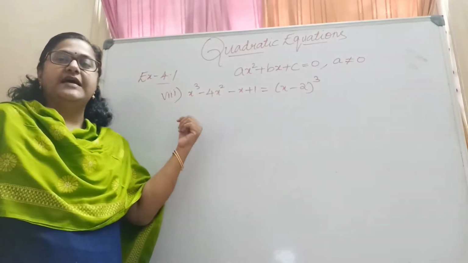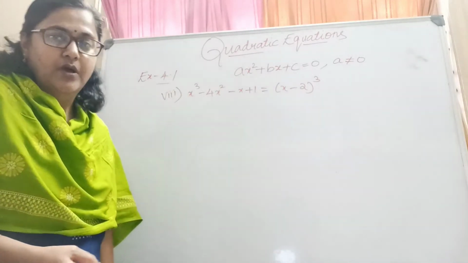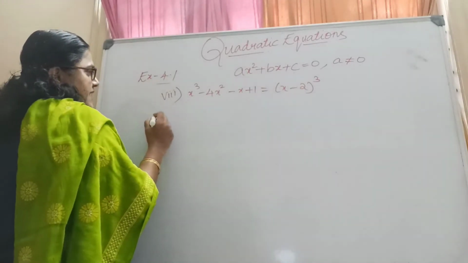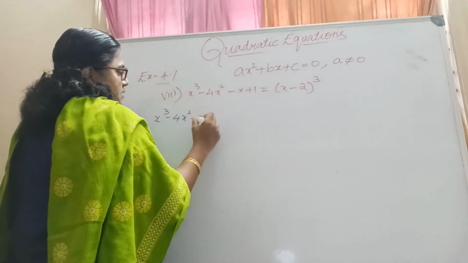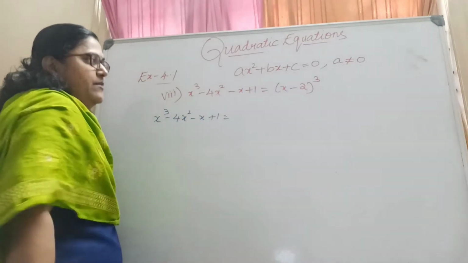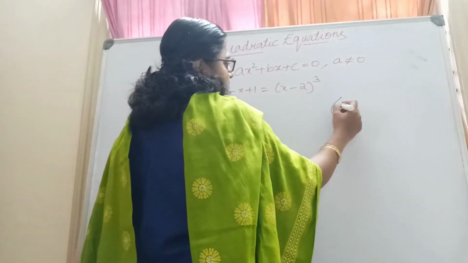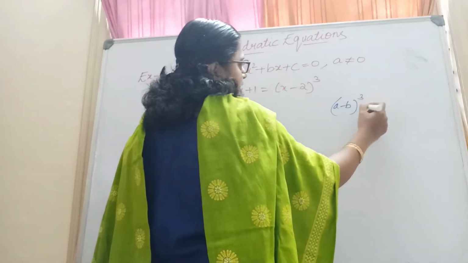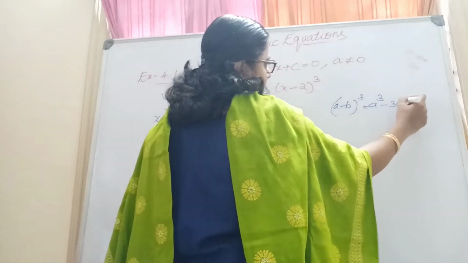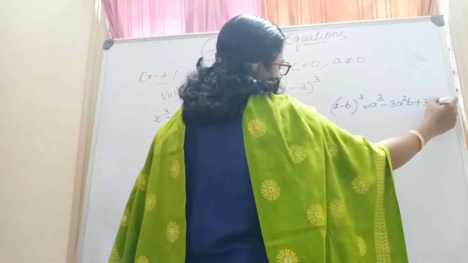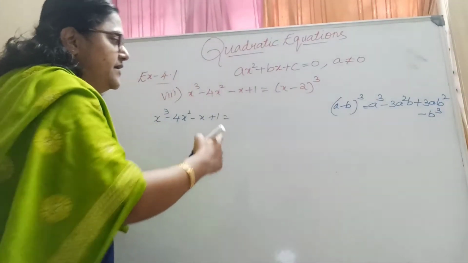Now we have reached the last question of the main. Okay, now let us find whether this is a quadratic equation or not. Fine. So LHS, I don't have much to do, so I'll write it as such. RHS, I have a minus b the whole cube for identity, that is x minus 2 the whole cube I have. So I'm going to use a minus b the whole cube identity, that is a cube, okay, minus 3a square b plus 3ab square minus b cube. I am going to use this identity here.